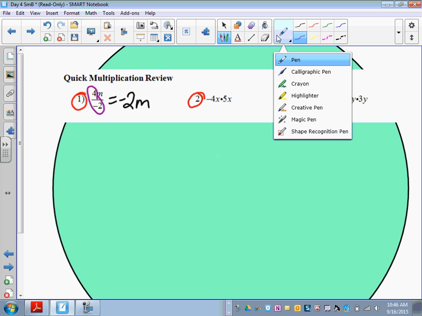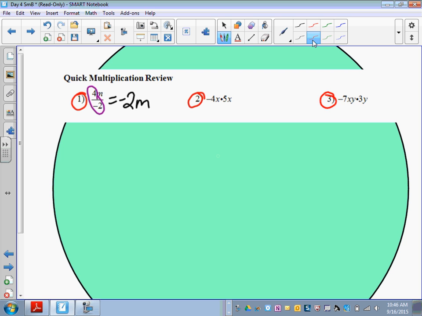Alright, but how about our next one, number 2? What do we get for negative 4x times 5x? Just give it a shot. What's negative 4 times 5? Negative 20. Very good. Who knows what we do with x times x, Joe? Yeah, it's x squared. Very good. Remember, when we have the same variable multiplied by itself, we are adding our exponents together. So 1 plus 1, which is 2. X times x is x squared.